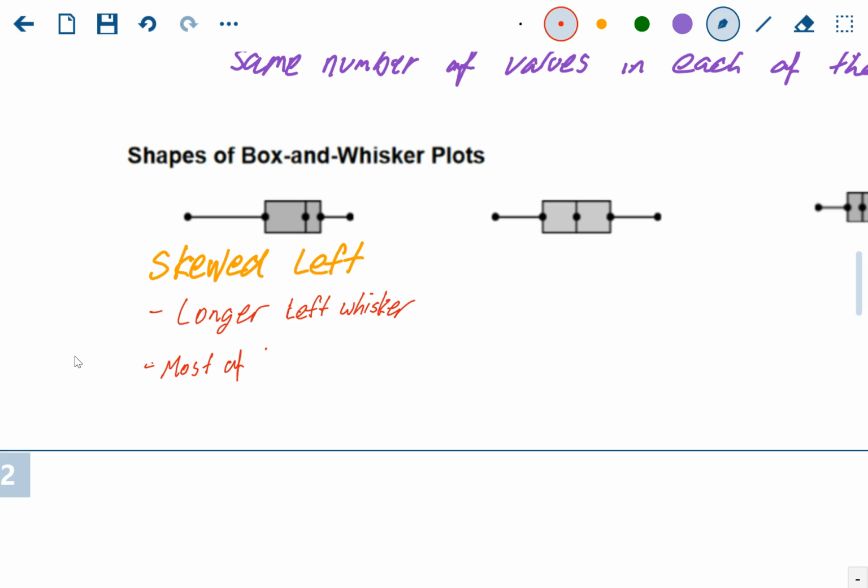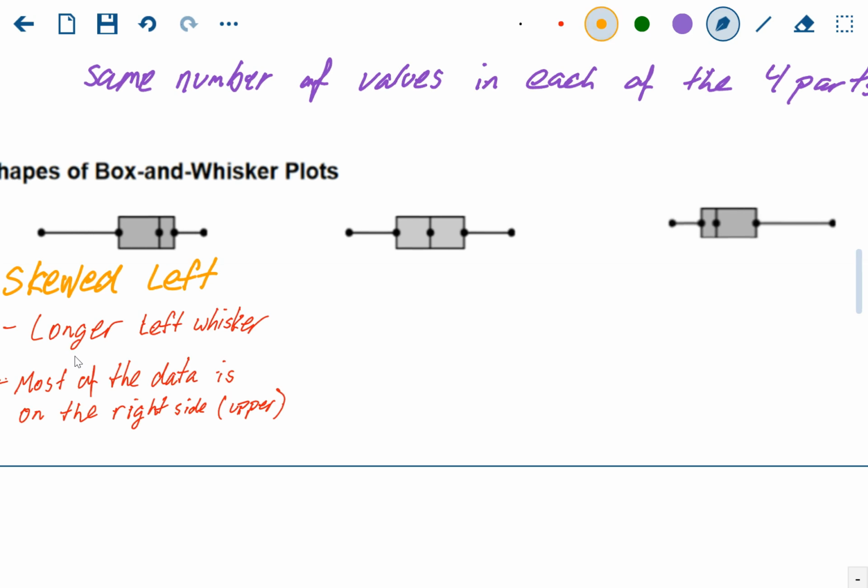More specifically, though, it means that most of the values in your data are on the right side of the graph, or the upper side of the graph, because again, it's over a number line. So most of your data is going to be in those upper values. The second type is symmetric. As you can see from this picture, you have all the parts, the whiskers and the boxes, all roughly the same length.